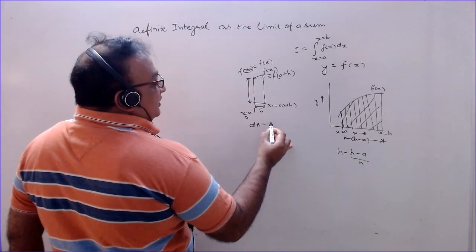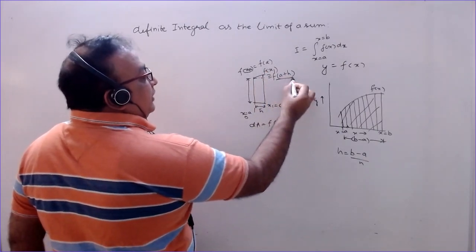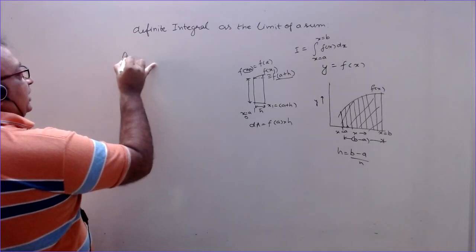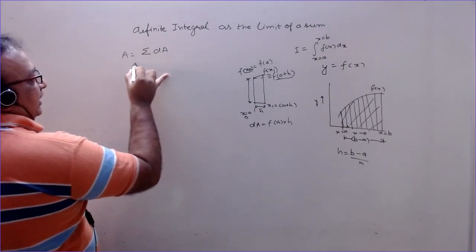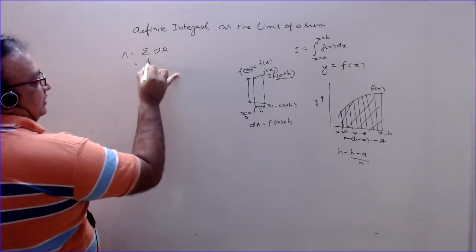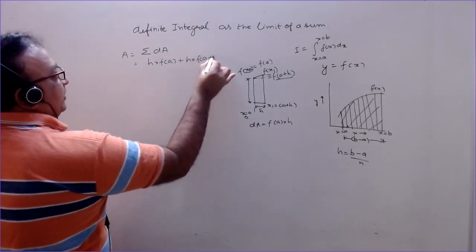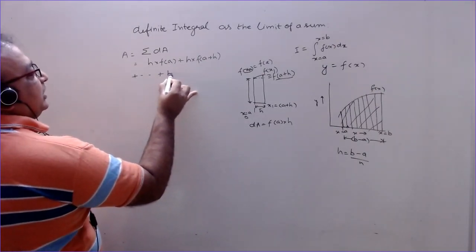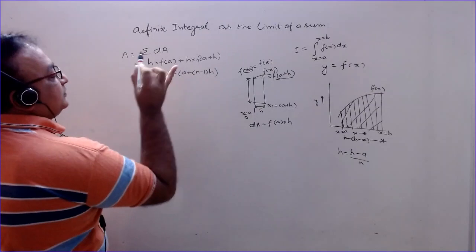This is h. Similarly, the area of the next will be equal to f(a plus h) multiplied by h, and so on. And then the total area of such areas dA is equal to first area h into f(a) plus second area h into f(a plus h). And suppose I divide this into n number of such parts, so this is plus h of f of the nth one, which will be a plus (n minus 1) into h.